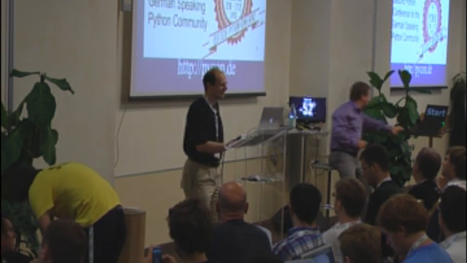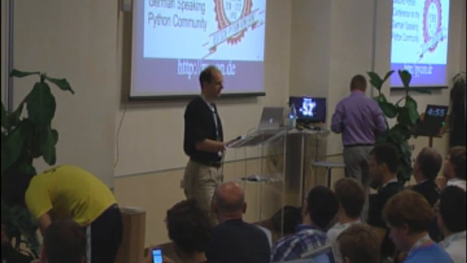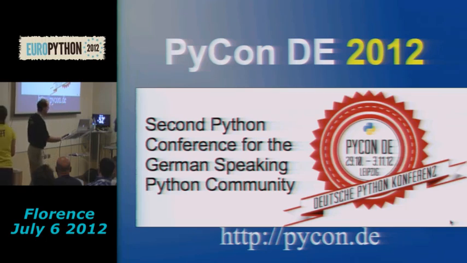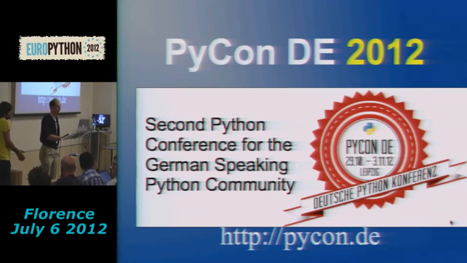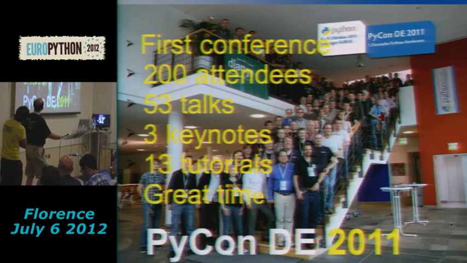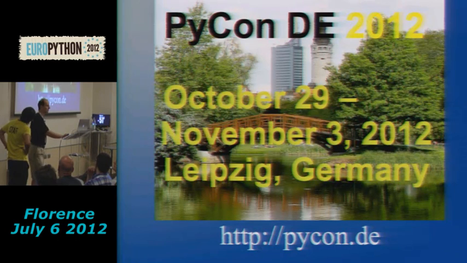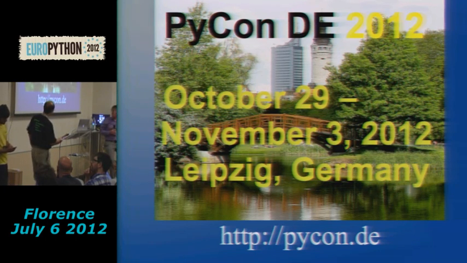Mike. Thank you. I would like to talk about yet another conference. There will be a PyCon DE 2012 in Germany, and PyCon DE stands for the conference of the German-speaking Python community. It will be at the end of October, the 29th of October to the 3rd of November. They had the first one of this conference in 2011, about 200 people and more than 50 talks, 3 keynotes, 13 tutorials, and everybody had a great time, as you can see from the people in the photograph here. PyCon DE will begin in Leipzig with the same location and the same team as last year. Last year everybody was very, very pleased with the conference, and we hope we can repeat this year and top it a little bit.